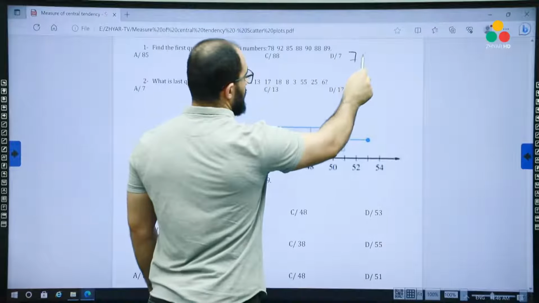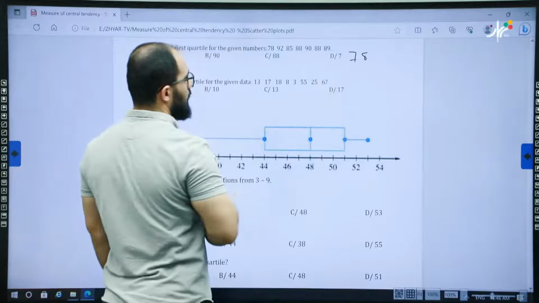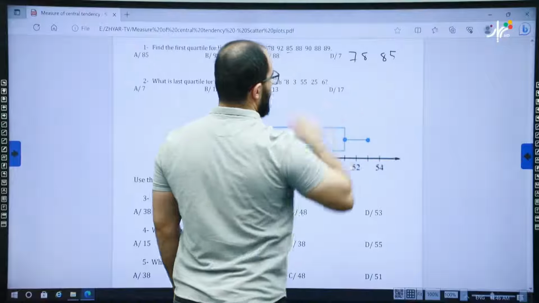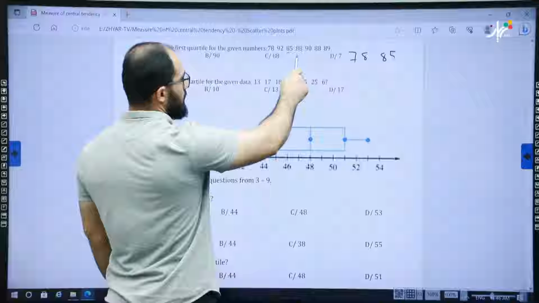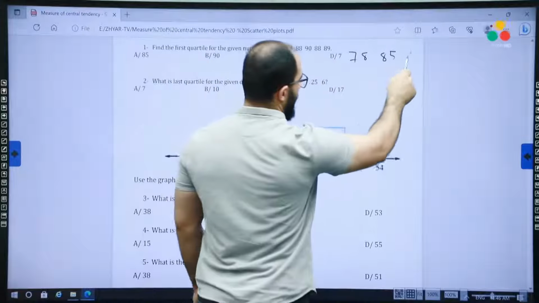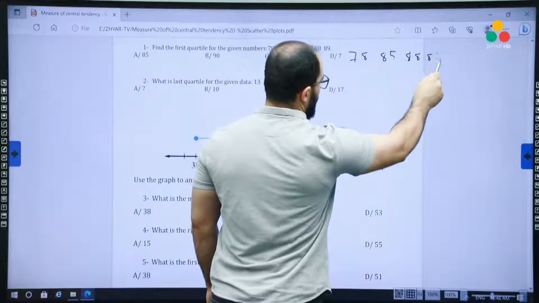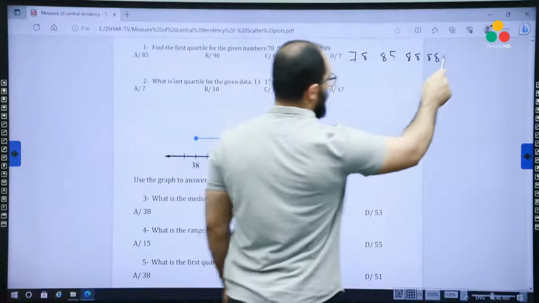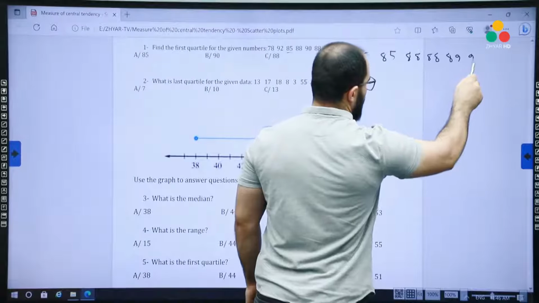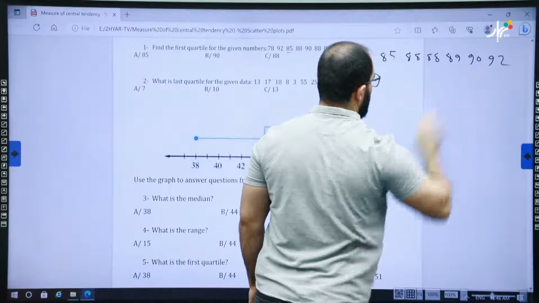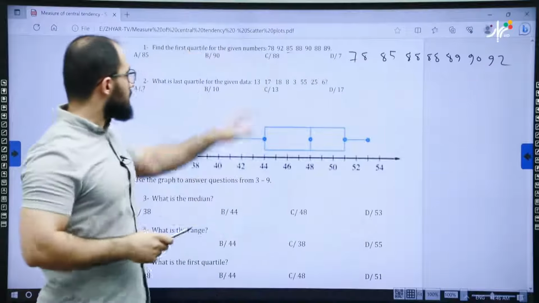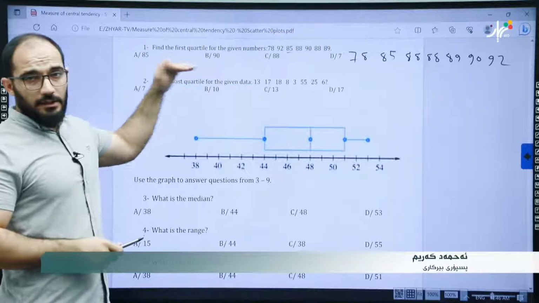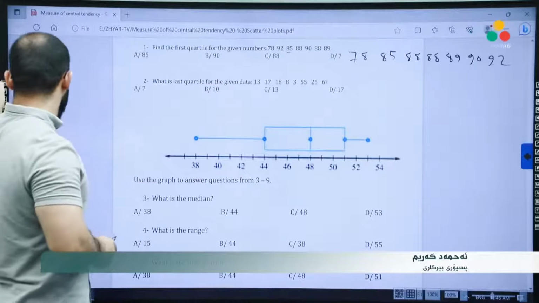So 78 is the smallest. Then we have 85. Okay, then we have 88, 88. After that, we have 89, 90, and 92. It says first quartile. It means you have to identify the lower half, then you can find the first quartile.